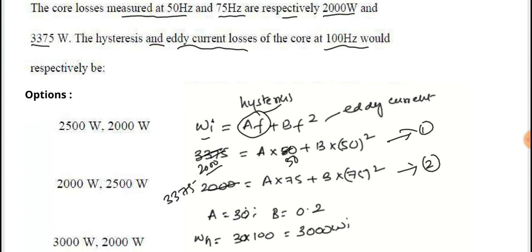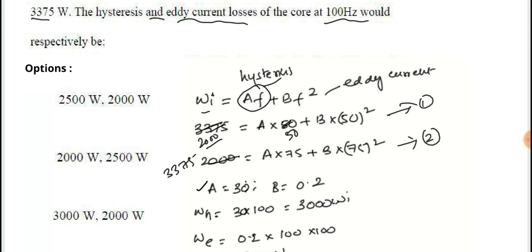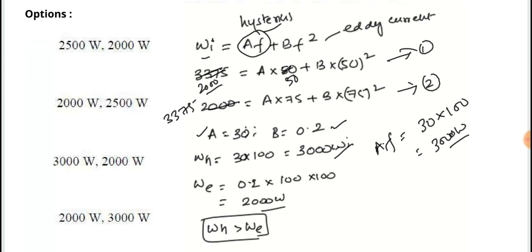Once you solve these equations, you will get A equal to 30 and B equal to 0.5. From this, the hysteresis loss is A into F. What is the A value? A is 30. Now they are asking at 100 hertz, so 30 into 100 is 3000 watts. Similarly, eddy current loss is B into F square. The B value is 0.2 and F is 100 into 100. You will get 2000 watts.